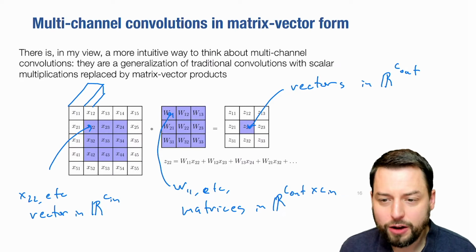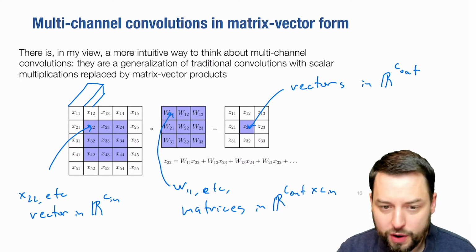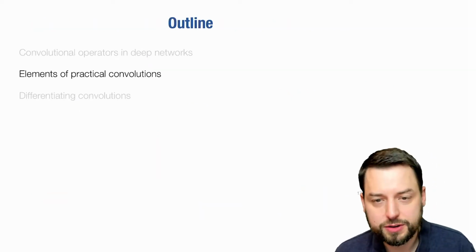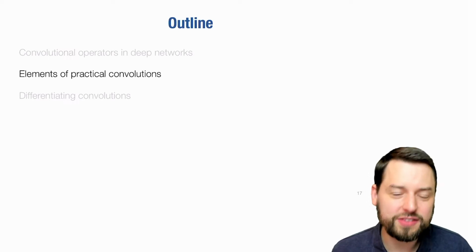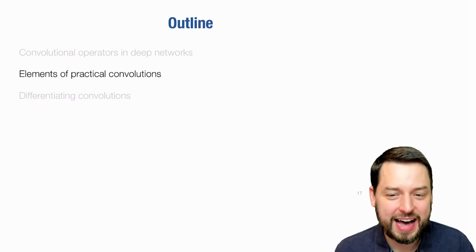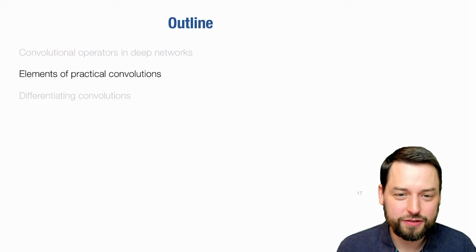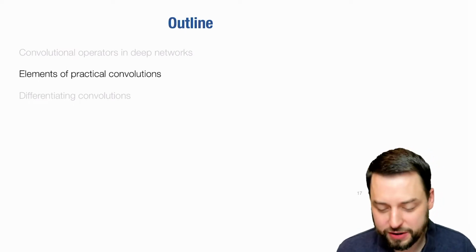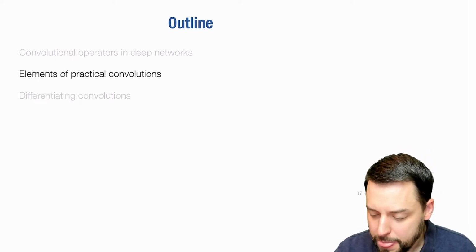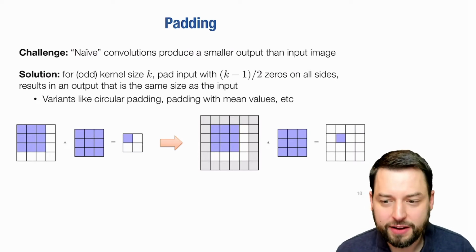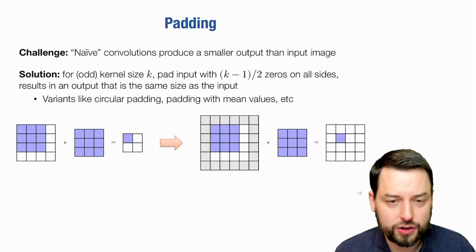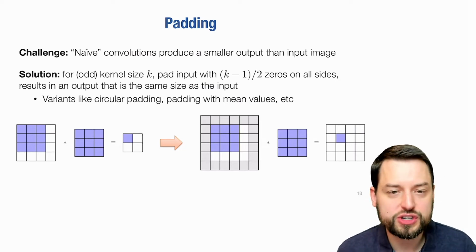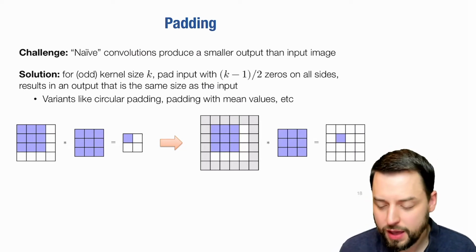Okay, so with that all being said, let me now talk about a few more elements of practical convolutions. Because the convolutions I described there have some issues that need to be addressed, or rather, some things that need to be added in order to make them fully usable within deep networks. We're going to talk about a few different aspects of convolutions that you may have seen before if you've ever used convolutions in a library like PyTorch or TensorFlow.